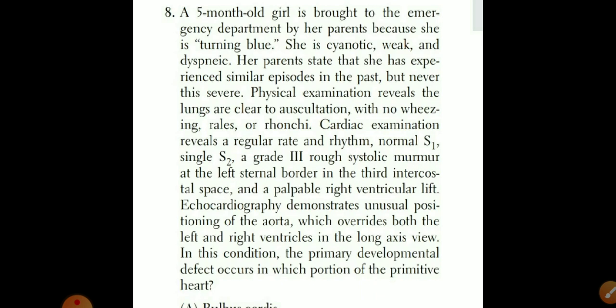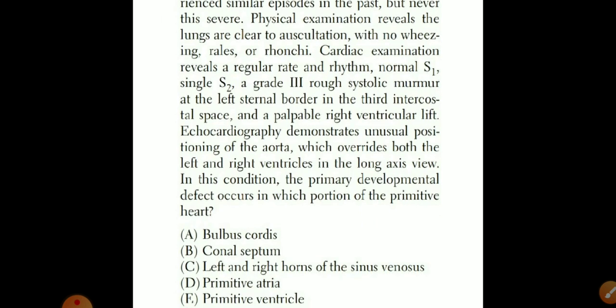Echocardiography demonstrates unusual positioning of the aorta, which overrides both the left and the right ventricle in the long axis view. In this condition, the primary developmental defect occurs in which portion of the primitive heart? Bulbus cordis, conal septum, right and left horn of the sinus venosus, primitive atria, primitive ventricle.